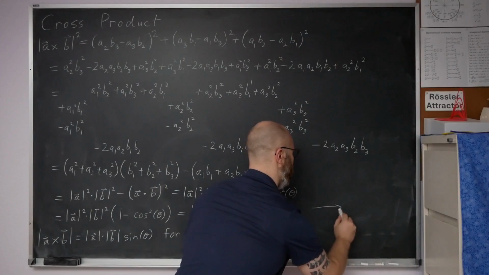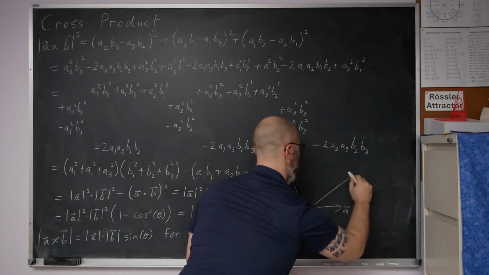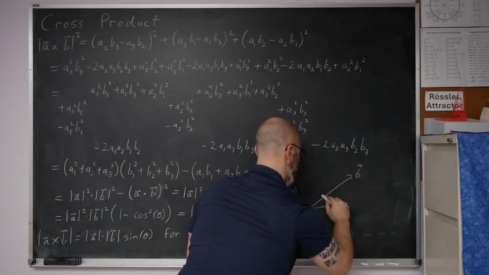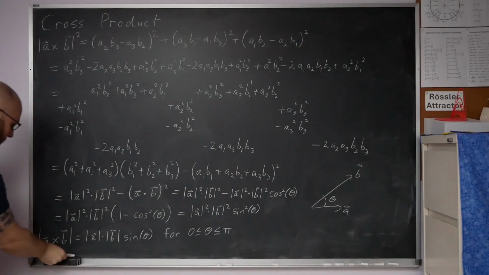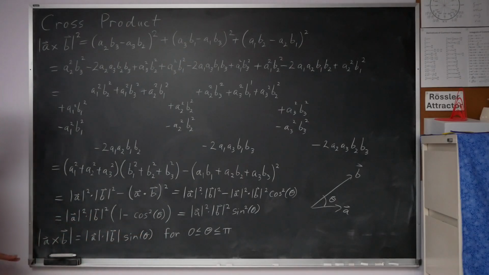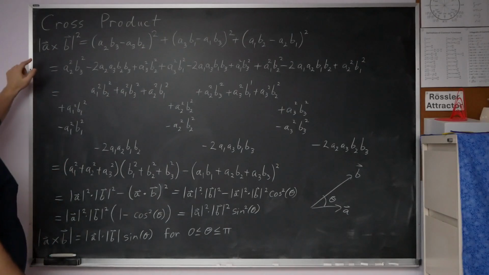If I have A, B, that's theta. All right, so that's the answer. If you want to skip how you get that relationship, you just go to the next board, skip the video. But if you care, let's keep going.